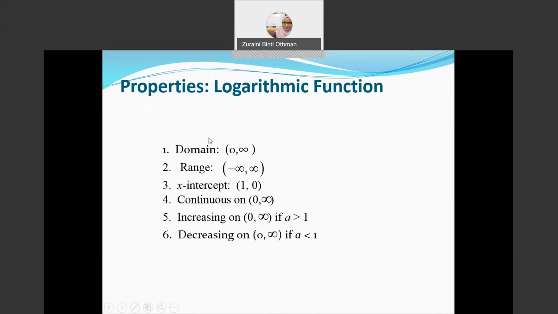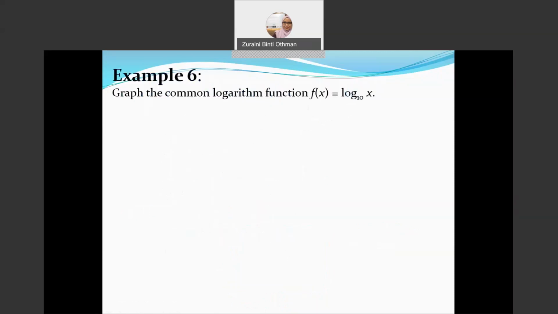Okay, so these are the properties: the domain is 0 until infinity, range is negative infinity until infinity, and the x-intercept is 1, 0, and it's continuous from 0 until infinity, and it increases when a is greater than 1, and it will decrease when a is less than 1.